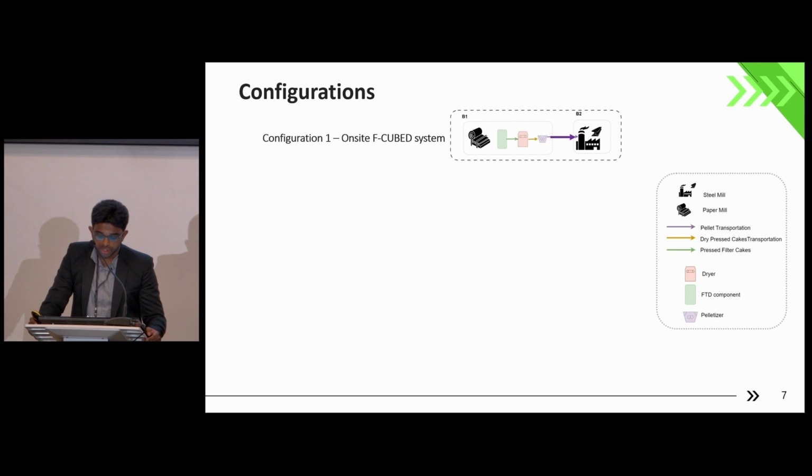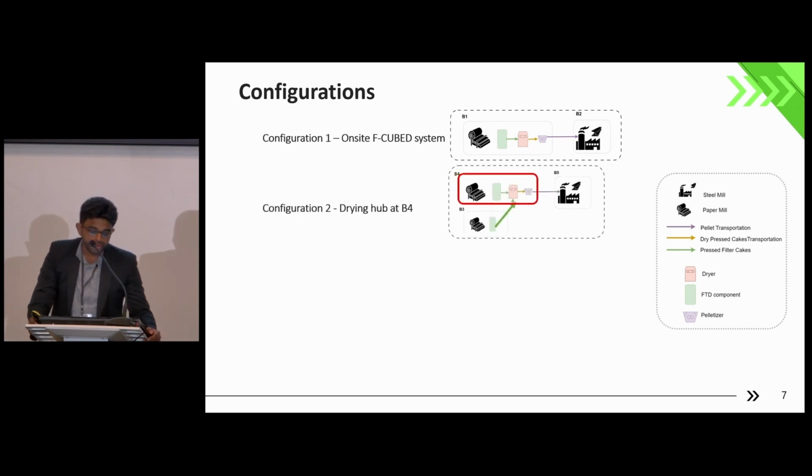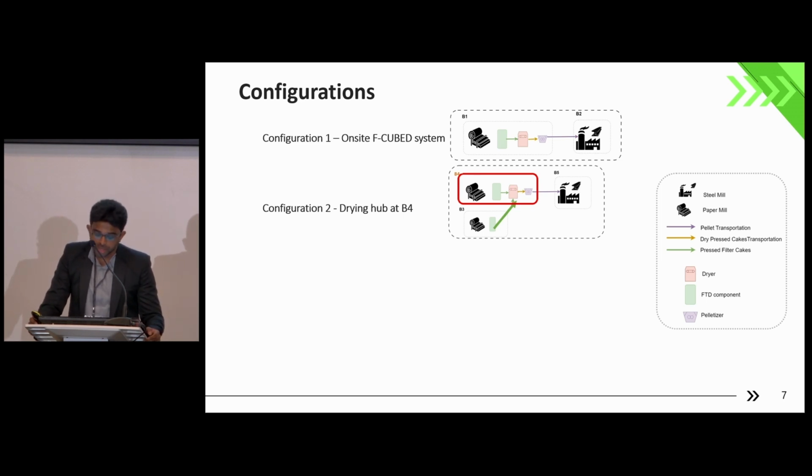And configuration 2 is we have a drying hub at B4, which means we get press cakes out of the FDD system at B3, and then we transport those press cakes to the dryer at B4, which is a dryer which is placed in a paper mill elsewhere, and then pelletized and transported to B5, which is the steel mill.